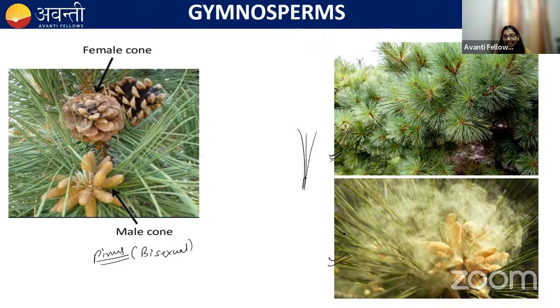And in this picture, this is showing the sulfur shower. This is a male cone. When the pollen grains are released from the male cone, it forms a sulfur shower because the pollen grains are yellow in color. On the basis of the appearance of the color, we call it a sulfur shower. And you will observe the sulfur shower only in case of Pinus. Remember this.